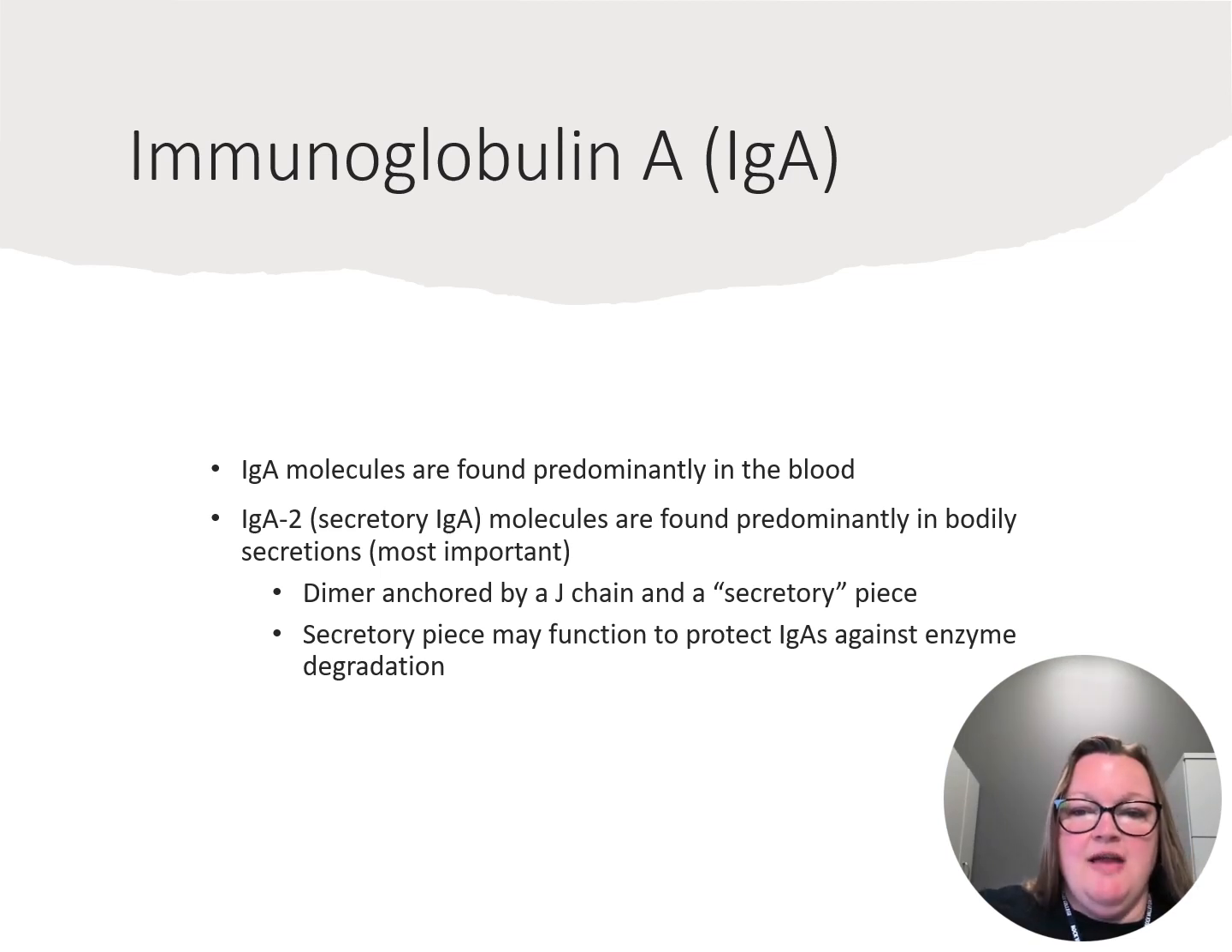Secretory IgA. It's considered a dimer because it's consisting of two molecules that are held together by a J chain and a secretory piece. And you can see that in the picture in the previous slide. This secretory piece protects IgA during transportation through mucosal and epithelial cells, protecting it from enzyme degradation.